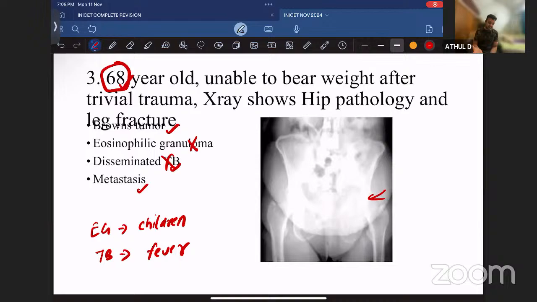Then it will come between metastasis and Brown's tumor. Brown's tumor is associated with hyperparathyroidism. So if there is any history like psychosis, renal calculi, abdominal pain, something like that, then you can think in terms of Brown tumor.